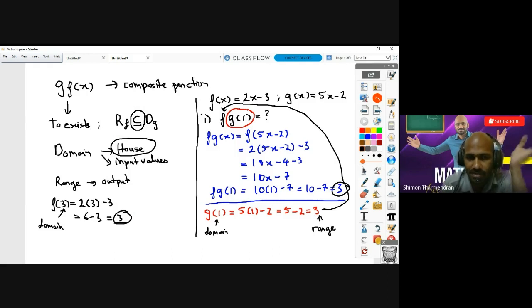So the condition for you to enter, because this 3, the range, is going to enter and become the domain, going into the x. The x value is your domain. So the range value must be a subset. That's why the range of f that wants to enter has to be a subset, less than or equal to the domain of g, because it goes into g over here. Otherwise, it is not valid or doesn't exist.